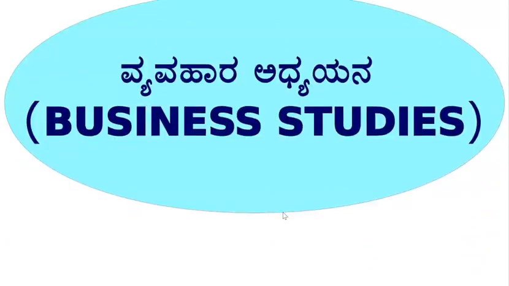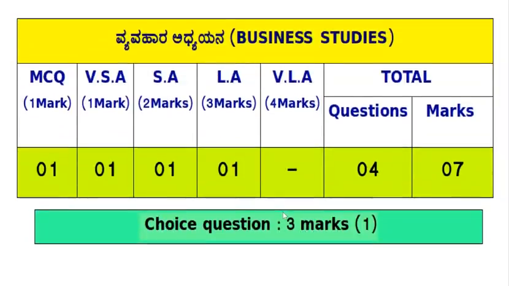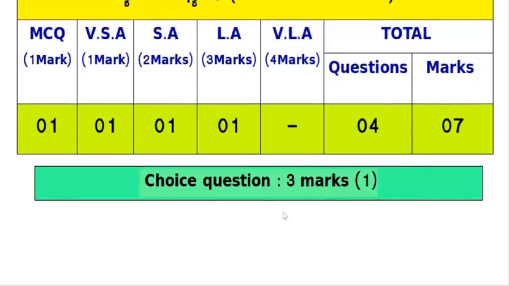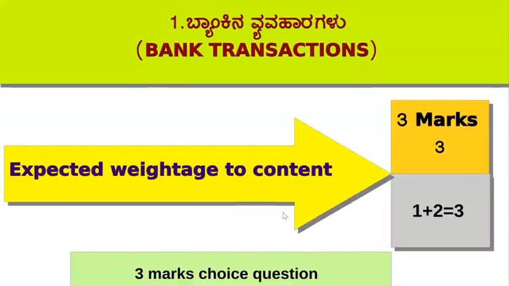Next, business studies, Vyavahara Adhyayana. From the business studies part, you can expect total 7 marks. 1 mark 1 question, again 1 mark 1 question, 2 mark 1 question, 3 mark 1 question, and chances are very less of asking a 4 mark question from business studies. So altogether you get 4 questions for 7 marks. And you can expect one choice question from the 3 marks category from all these chapters.